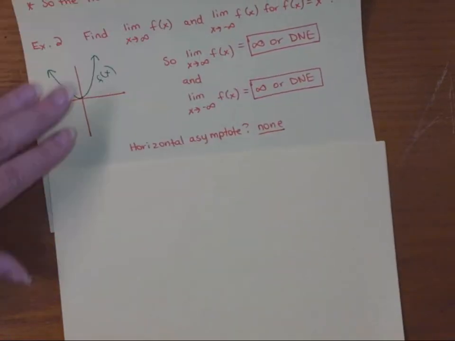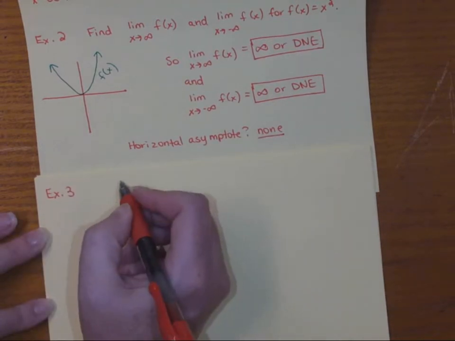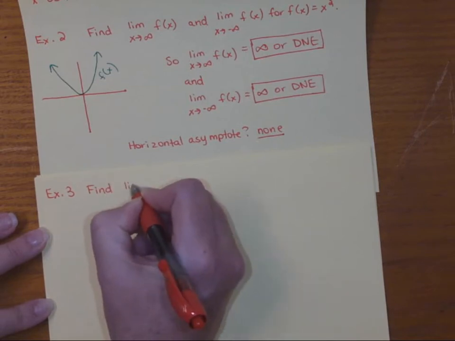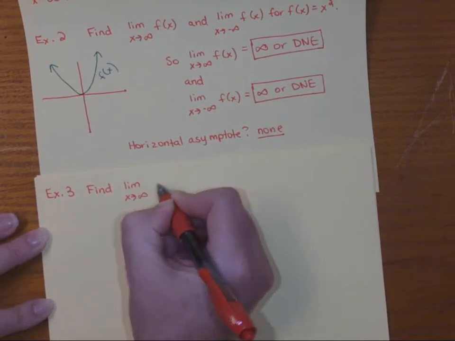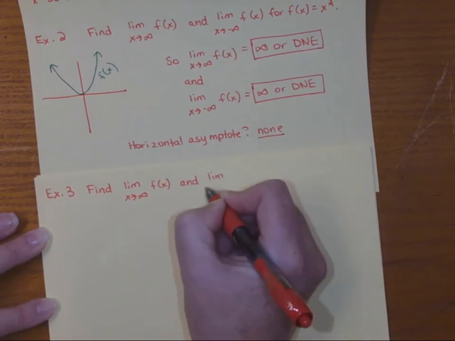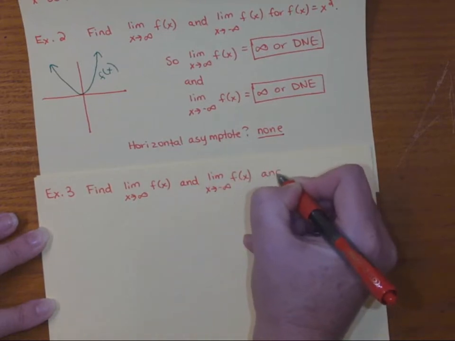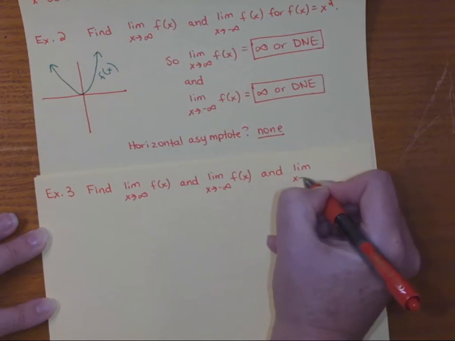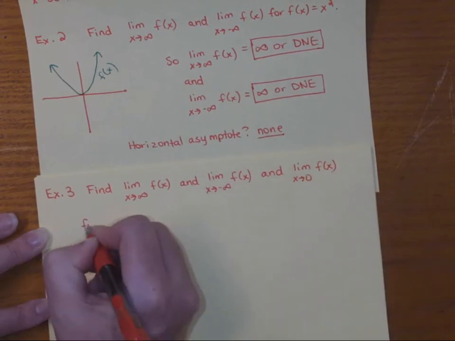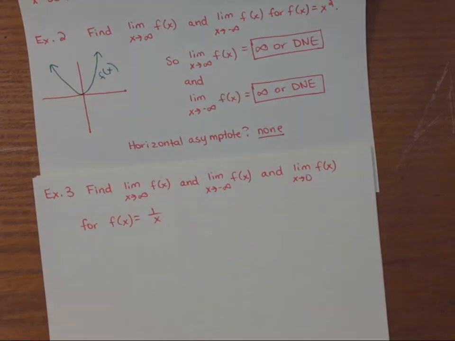All right, so let's look at one more. These are the things I want you to find. I want you to find the limit as x approaches infinity of f of x, and same thing as last time, the limit as x approaches negative infinity. But I want to add an extra one. I also want you to find the limit as x approaches 0 of f of x. And let's say this is my function this time. f of x equals 1 over x.